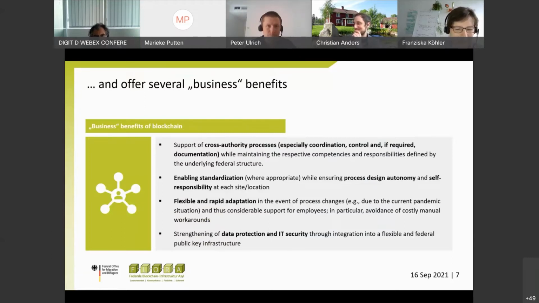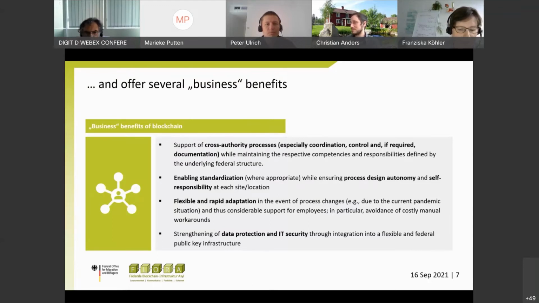Okay. Yes, I want to talk about the business benefits. On this slide, you can see 4 aspects. I want to talk about the first 2 points. One of the most important benefits is that the technology supports cross-authority processes, while at the same time taking into account the different responsibilities. That means that each authority retains its competence and its responsibility. And I want to point out the responsibility not only for the processes, but also for the data, for the private data in this system.